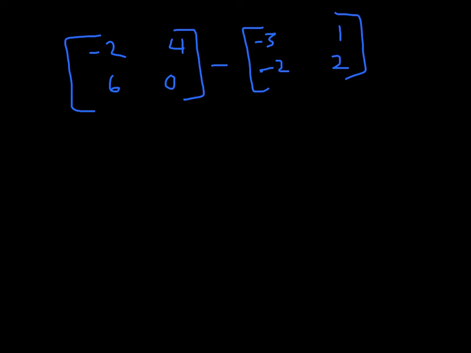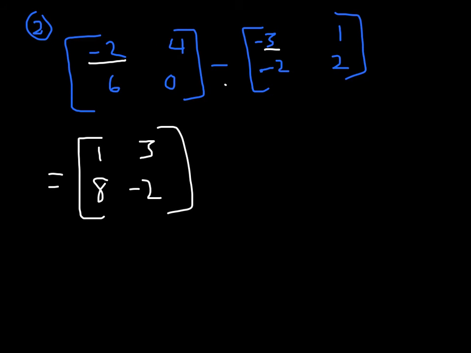So if we can add, we can also subtract here, and this is number 2. So again, same positions, you'd have to remember that minus sign in between. So this is like saying negative 2 minus negative 3. So, well, negative 2 minus a negative 3, that's like saying negative 2 plus 3. So that would give you 1. Next one, 4 minus 1, well that's obviously 3. 6 minus a negative 2, or 6 plus 2, would be 8. And 0 minus 2 is negative 2. So when you subtract, your answer would be this.